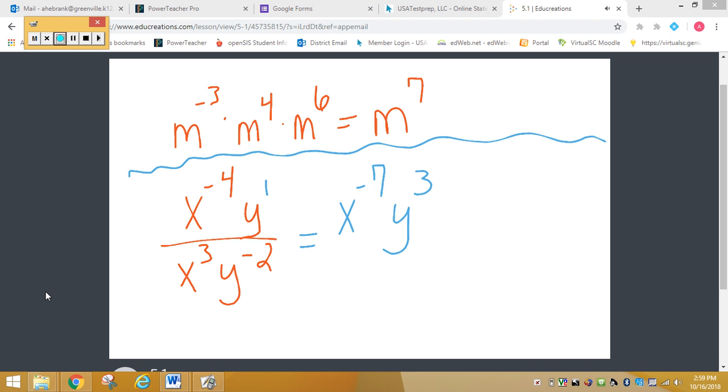The only thing wrong with this answer is that you can't have a negative exponent as an answer. So I'm going to leave my y to the 3rd on top because it's positive. I don't want to change it. I'm going to move my x to the 7th to the bottom, and when you move it, it changes to positive. So your final answer would be y to the 3rd over x to the 7th.